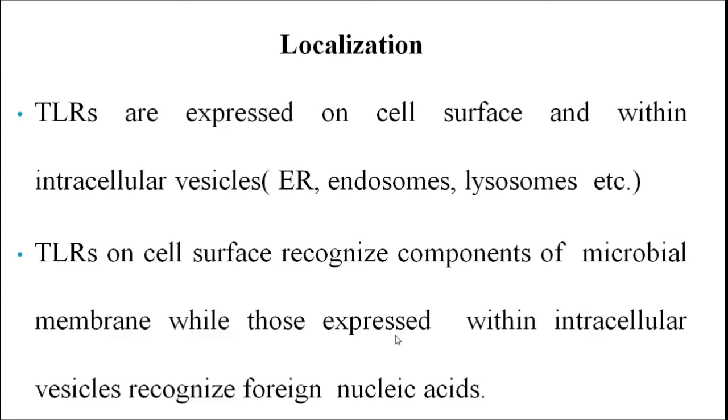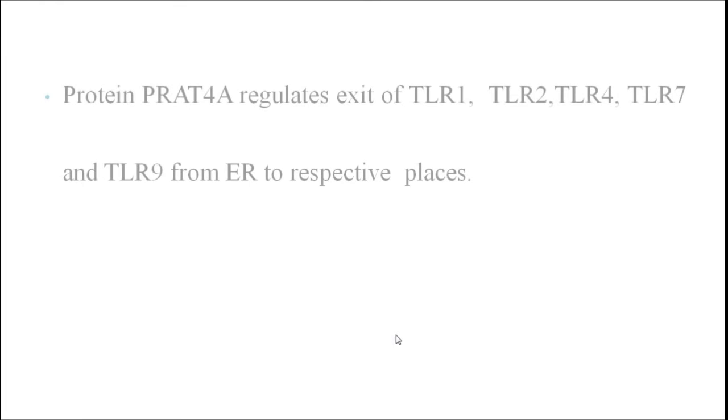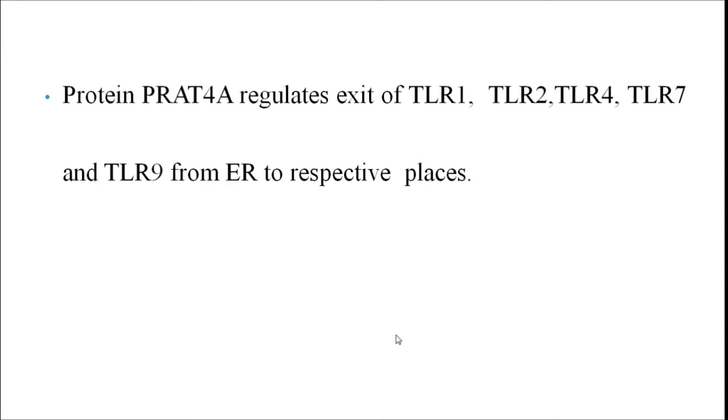nucleic acids. Toll-like receptors are present on the cell surface as well as within intracellular vesicles. Those present on the cell surface recognize components of the microbial membrane, while those expressed within intracellular vesicles can recognize foreign nucleic acids. For example, the protein PRAT4A regulates the exit of TLR1, 2, 4, 7, 9 from the endoplasmic reticulum to their respective places.